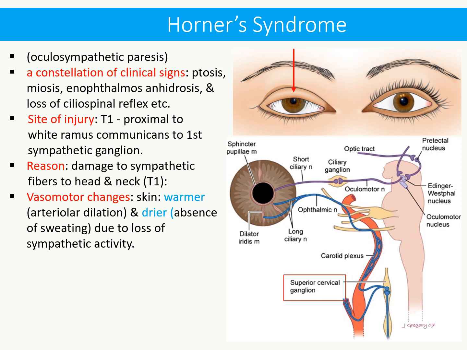number 1, vasomotor changes in which the skin is warmer and drier due to loss of sympathetic activity, and trophic changes in long-standing cases may present as dry and scaly skin, and the nails crack easily in such cases.